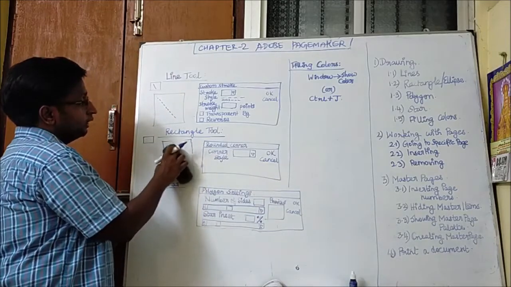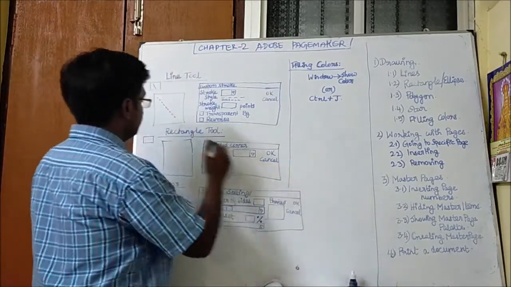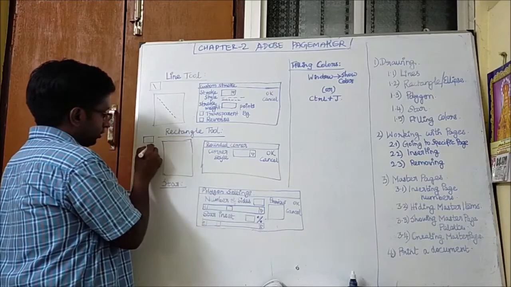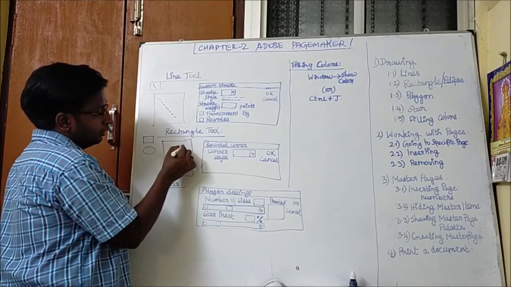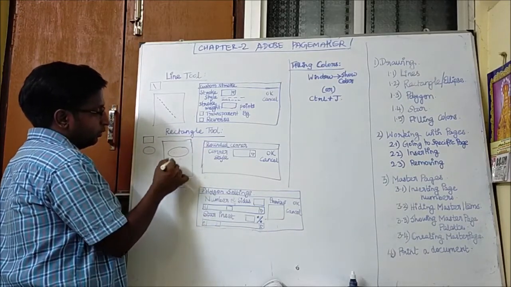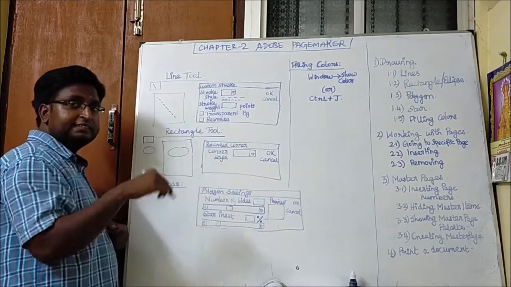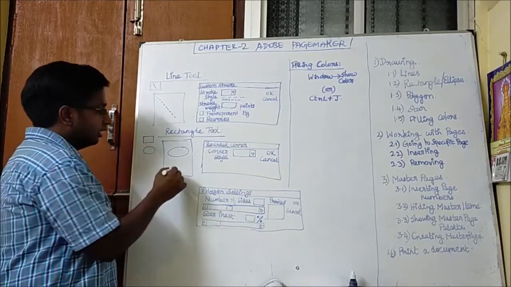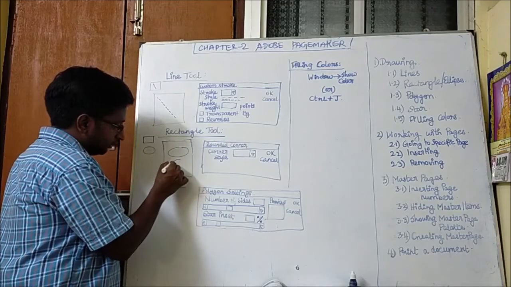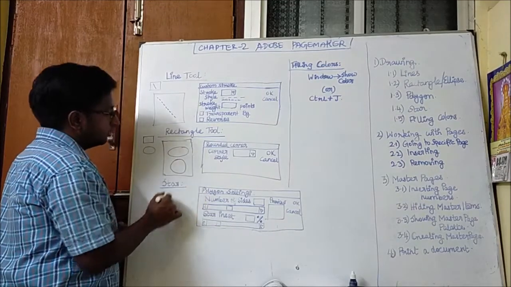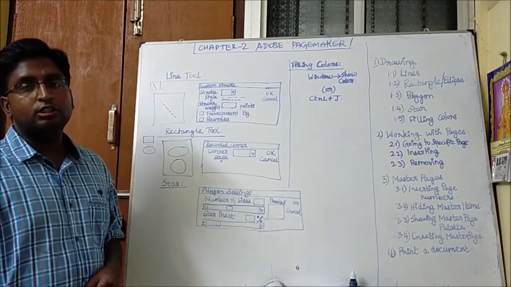This is similar to the ellipse tool. Initially it will be an oval. If you want an exact circle, hold down the shift key and drag. So it forms a circle.